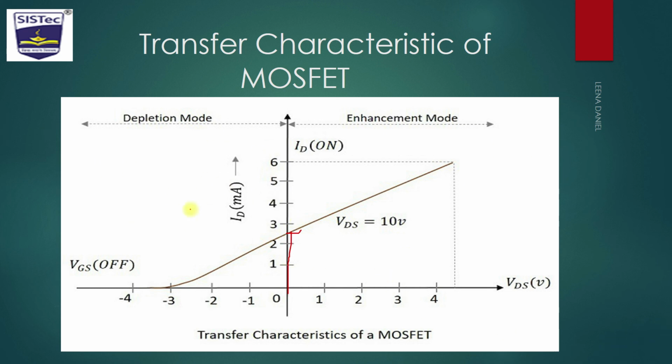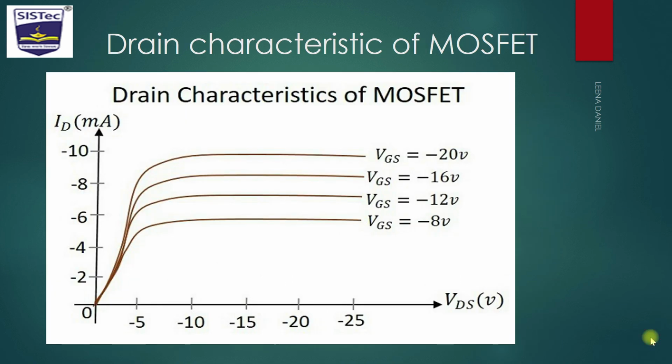So this is the enhancement mode, and this characteristic shows the depletion mode. This is called the transfer characteristic. This is the output characteristic of the MOSFET. This shows the variation of drain current as a function of drain to source voltage VDS. Between VDS and ID we have drawn this characteristic with respect to different VGS.